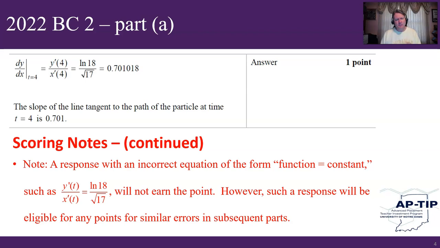Now, such a response, though, is going to be eligible to earn any additional points for subsequent parts, as you're going to later see. We just don't like that communication. The student just didn't quite understand that this was a very specific time when we wanted to find that tangent.